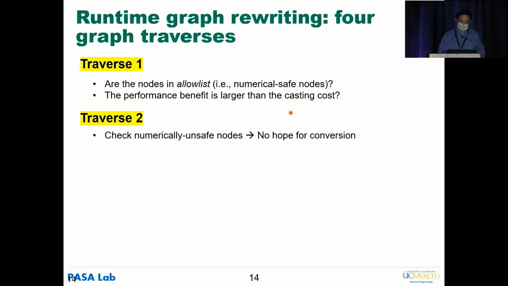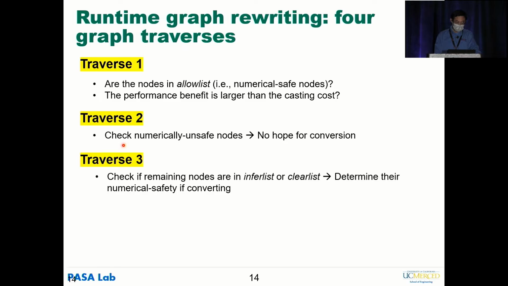And then in the second traverse, I'm going to check those numerically unsafe nodes. Basically, those nodes are in the deny list. I'm not going to try doing the casting for those nodes or operators. And then in the third traverse, I'm going to examine the remaining operators in the data flow graph, and see if they are in the infer list or clear list. And based on the result from the second traverse, we can also decide whether the node in the infer list is numerically safe or not.